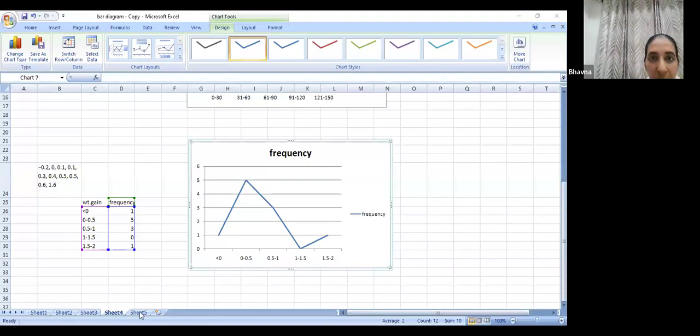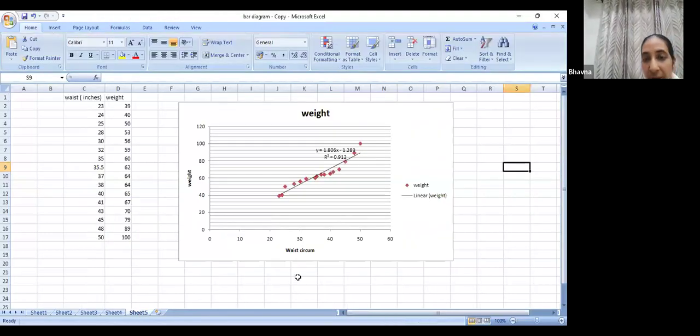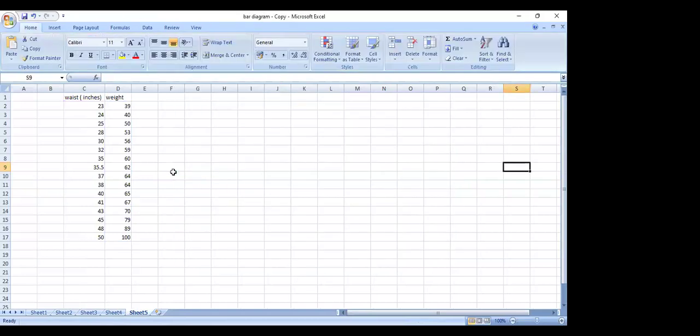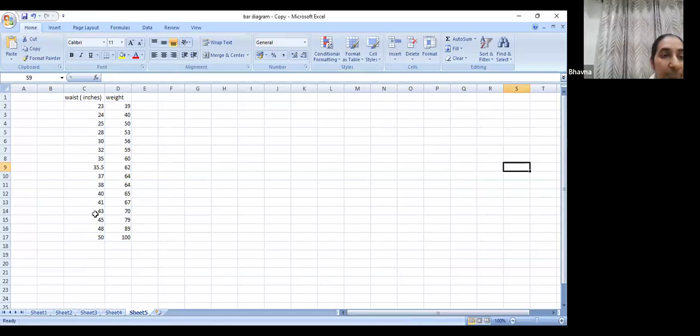First, I'll show you in Excel. Okay. Is this example visible? Yes, ma'am. Okay. See, I have listed the waist in inches of a few people along with their weight. Now, when the waist is around 23 inches, the weight is 39 kg. When it is 24 inches, the weight increases to 40. At 25 inches of waist, the weight increases to 50 and so on.